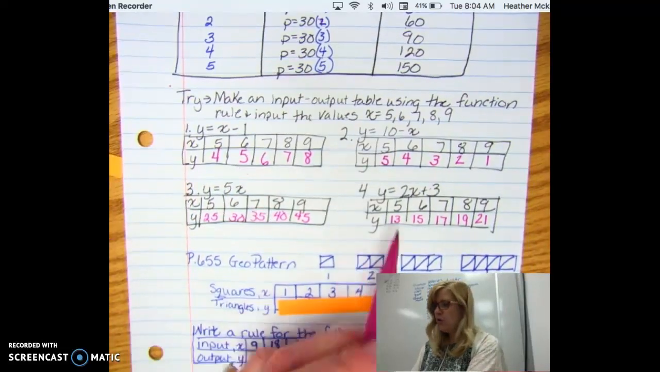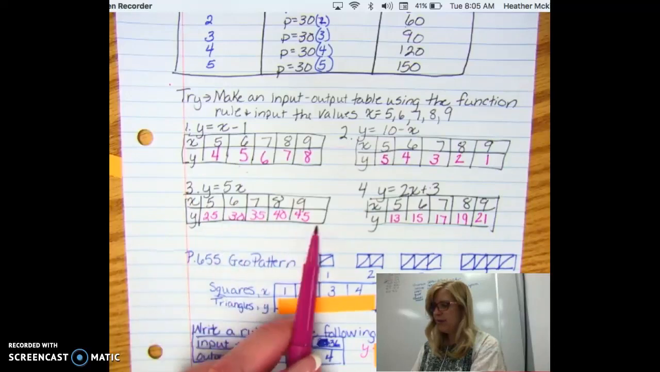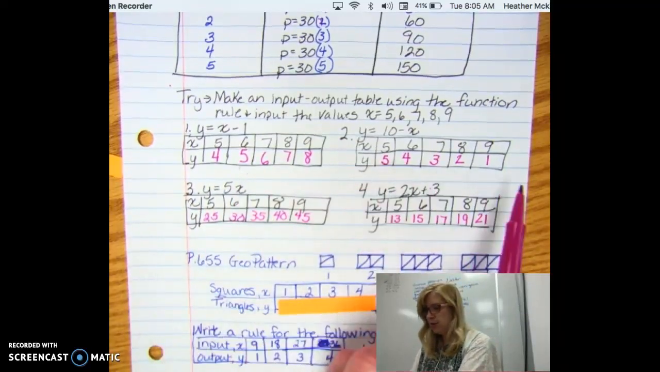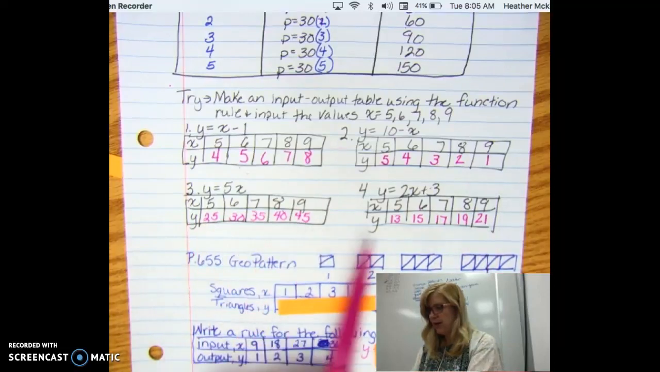So there you go. Notice there is a notable pattern in each of these. This one goes up by 1, this one goes down by 1, these go up by 5s. These are odd numbers up by 2.